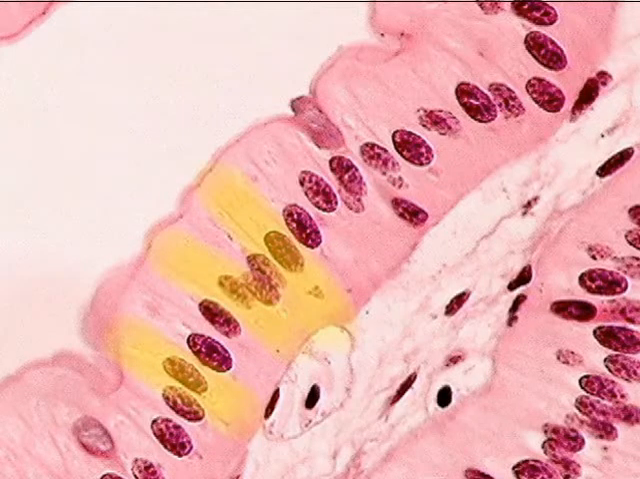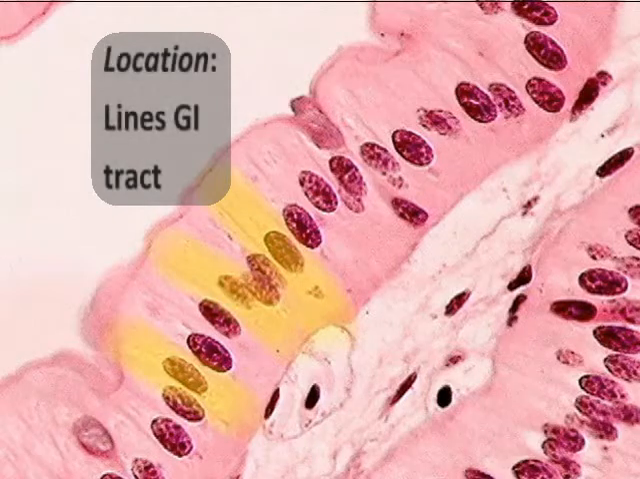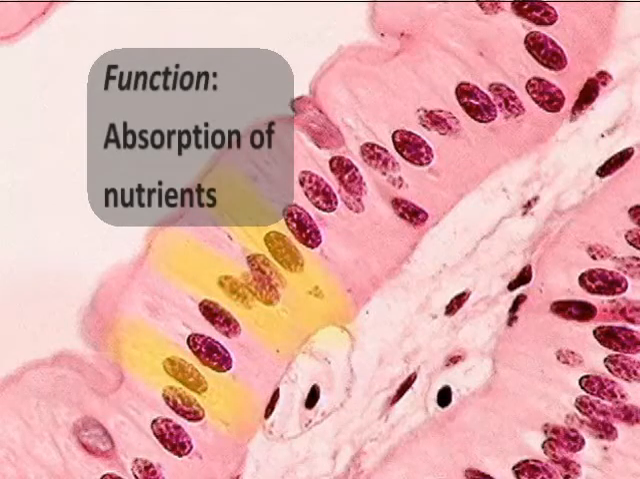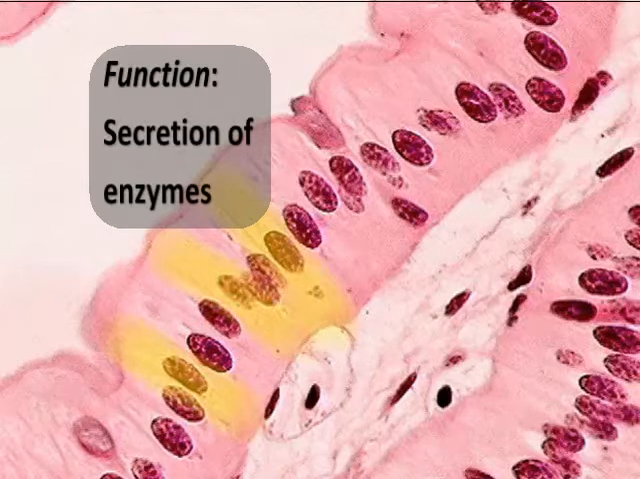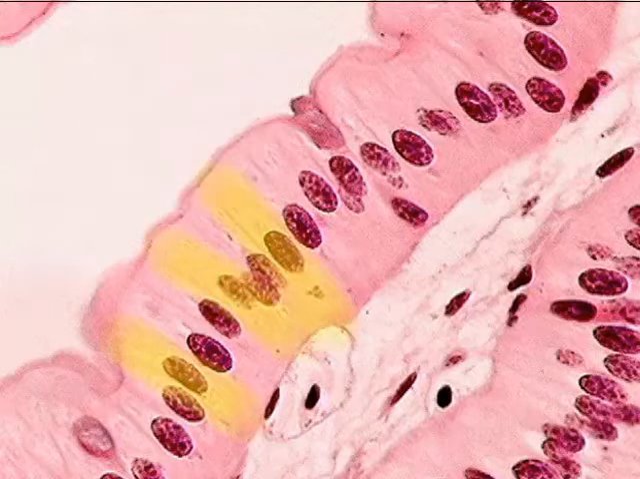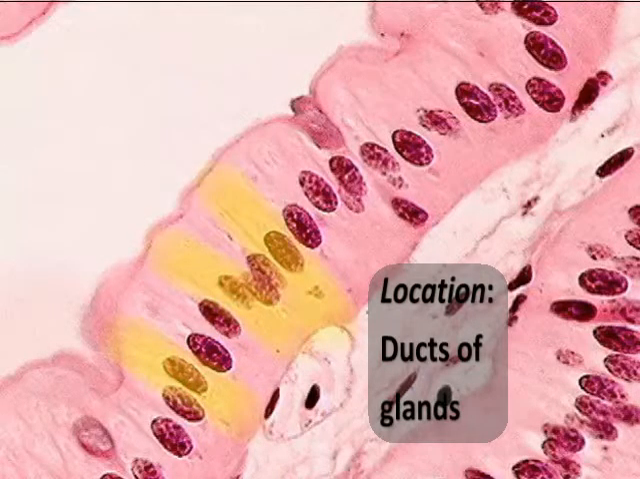We can find simple columnar epithelium lining the entire GI tract from the stomach through the intestines, where it's functioning in absorption of nutrients and secretion of digestive enzymes. We can also find it forming the ducts of various glands within the body.